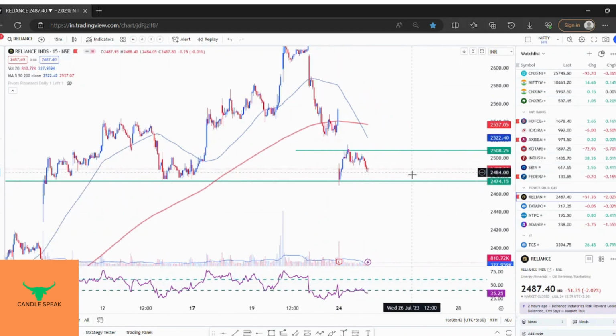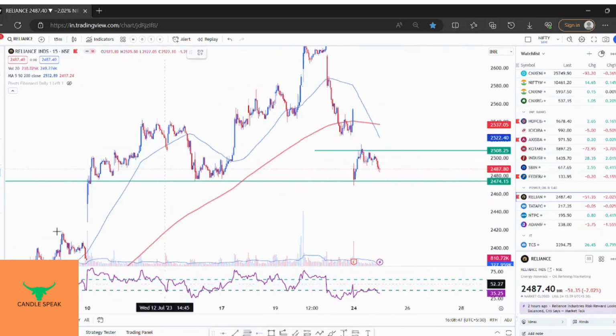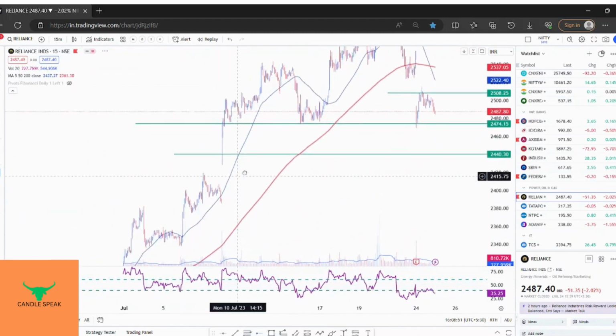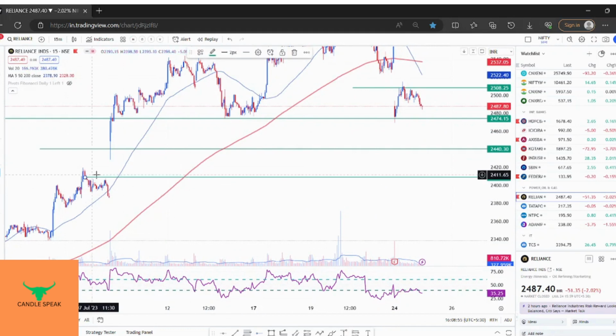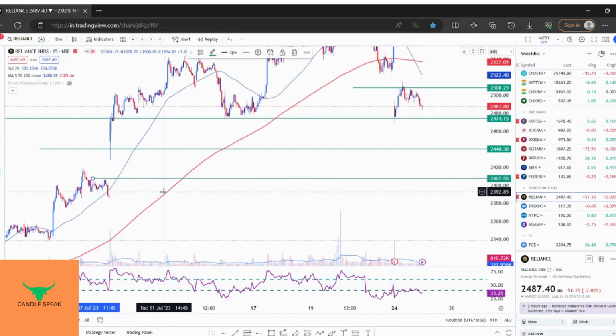So between, the market can consolidate. If you find that it is breaking 2474 levels, you can plan for selling. You will get a very good target around 2440. If it also gives a breakdown there, then 2410 in this range, the market can come very easily.